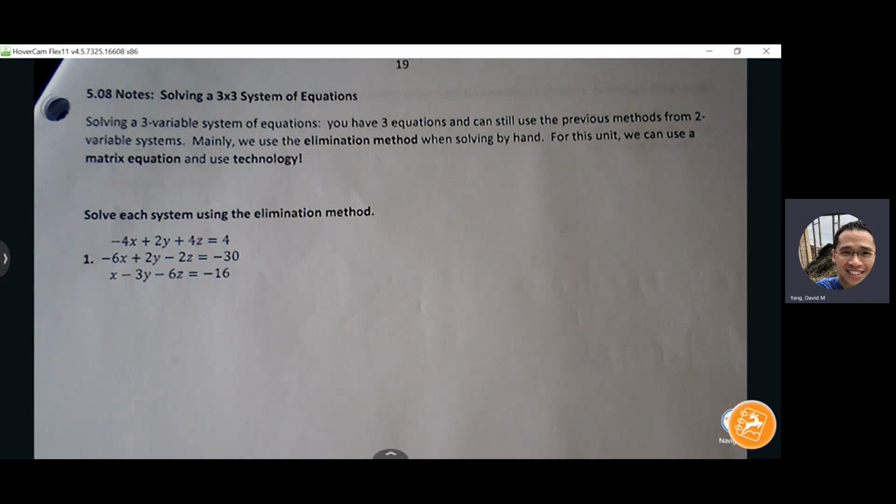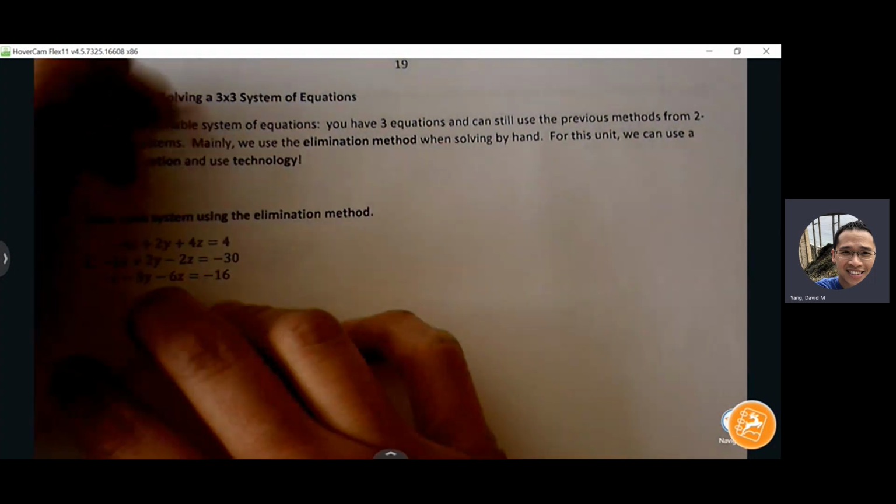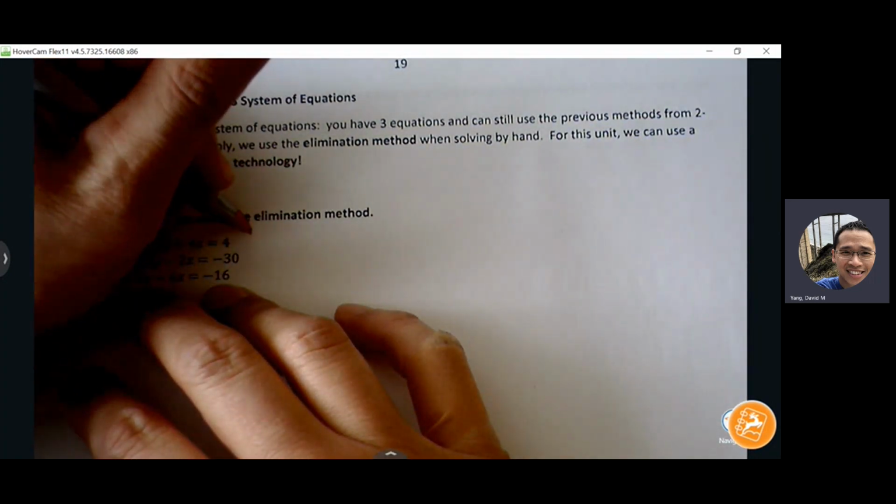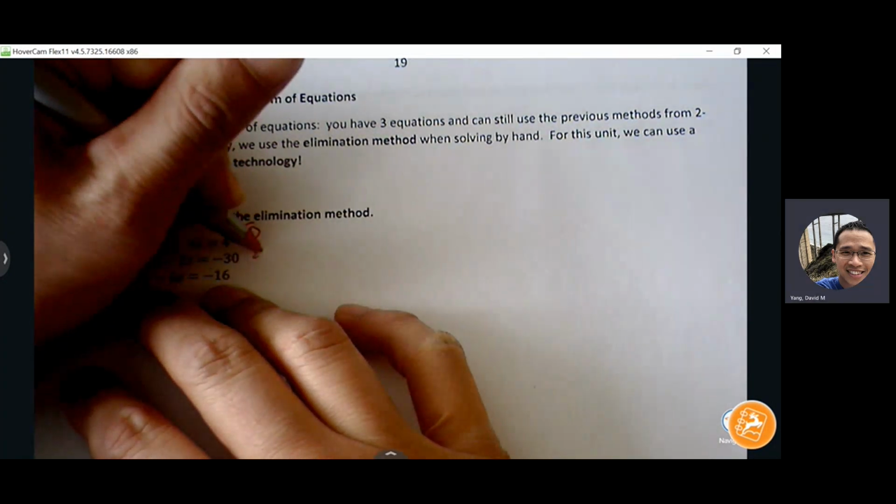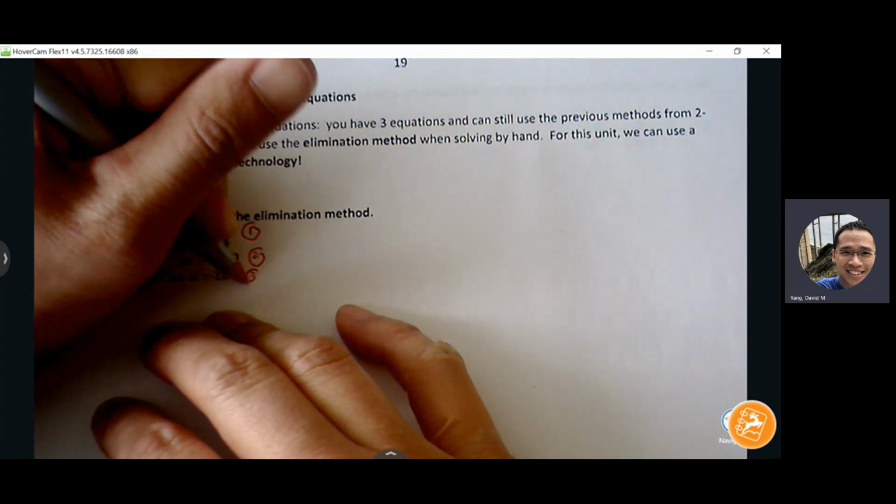Okay, so when you're solving a 3-variable system of equations, you have 3 equations, but we're still going to use the previous method of the 2-variable system. So we want to basically eliminate one of the variables so that we're down to 2, so that it'll feel more like a 2-variable system of equations. So let me start off by naming each of these equations here. So I'll call this equation 1, equation 2, and equation 3.